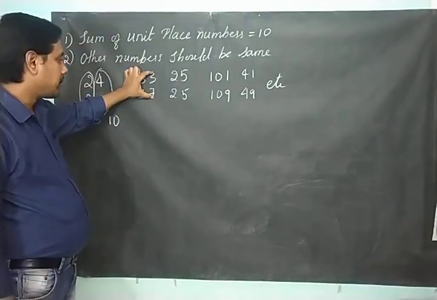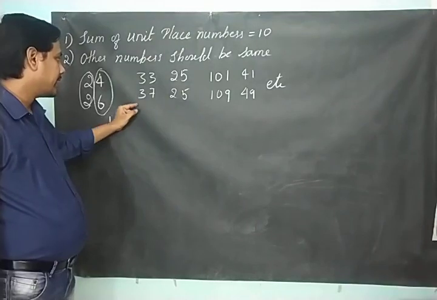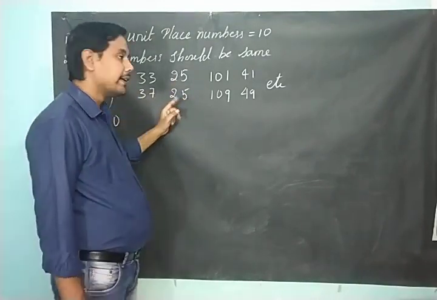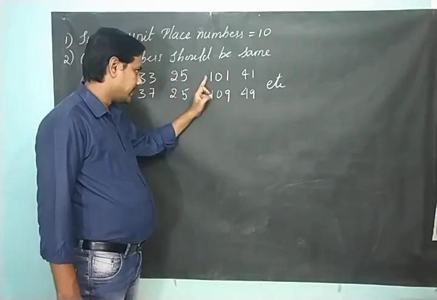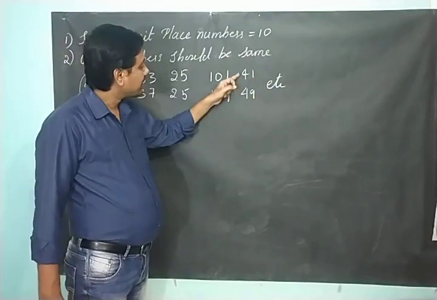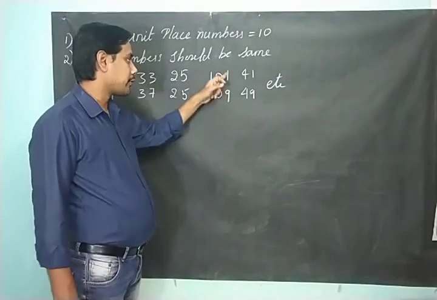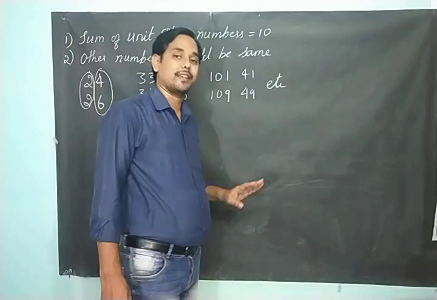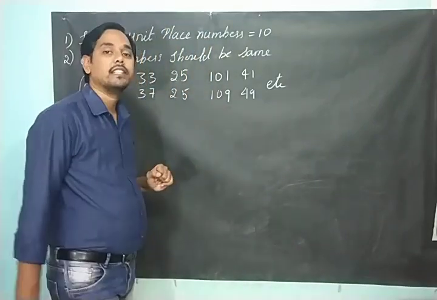If you add the unit place digits, you should get the value of 10. 3 plus 7 is 10, and the remaining numbers are the same. 5 plus 5 is 10, remaining 2 and 2 here. 1 plus 9 is 10, remaining here it is 10, here also it is 10. 1 plus 9 is 10. Here 4, so here also 4. So the condition is that the sum of the unit digits should be 10, and the remaining numbers, whatever they are, should be the same. If these two conditions are satisfied, then you can apply this trick.